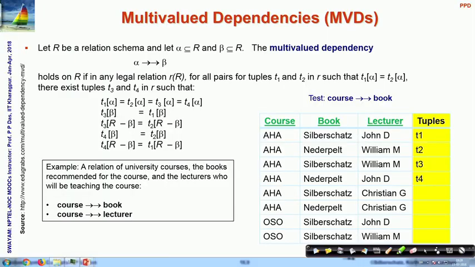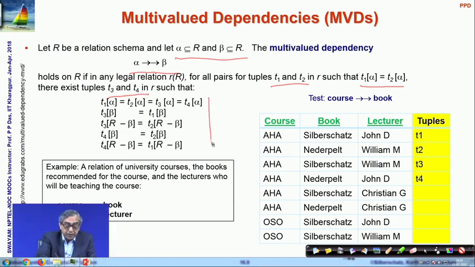So, now let us define multi-valued dependency in a formal way, and so we say that alpha multi-determines beta. Naturally, alpha and beta both have to be subsets of the given set of attributes. When do we say that? When for all pairs of tuples T1 and T2 such that they match on the fields of alpha. Till this point it looks like functional dependencies. There exist two more tuples T3 and T4 such that these conditions hold.